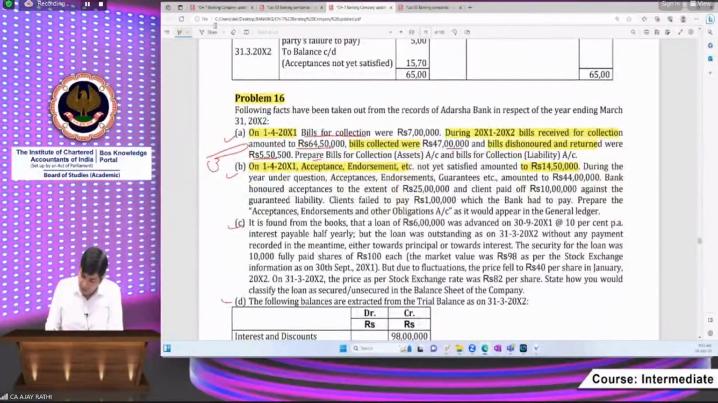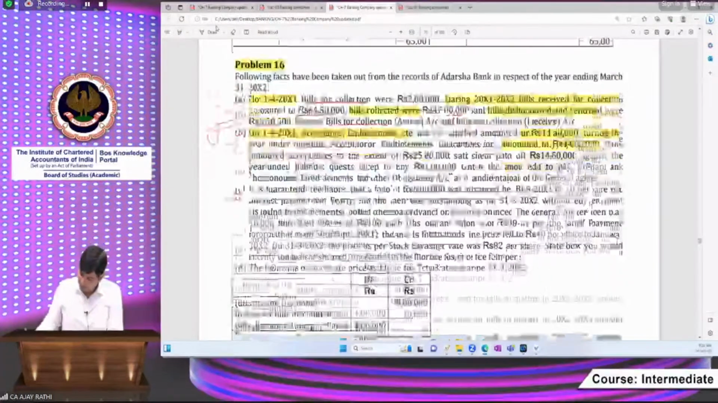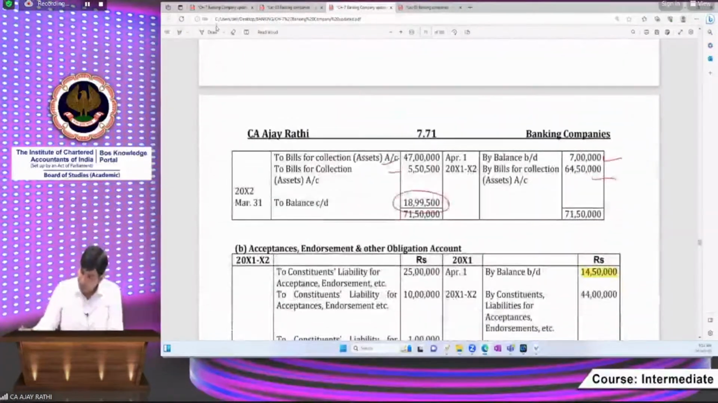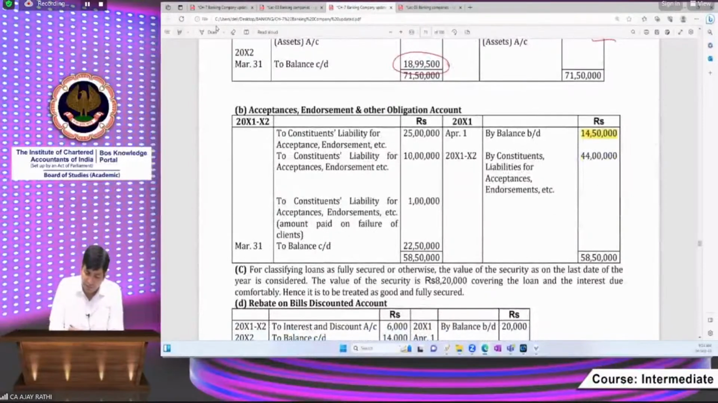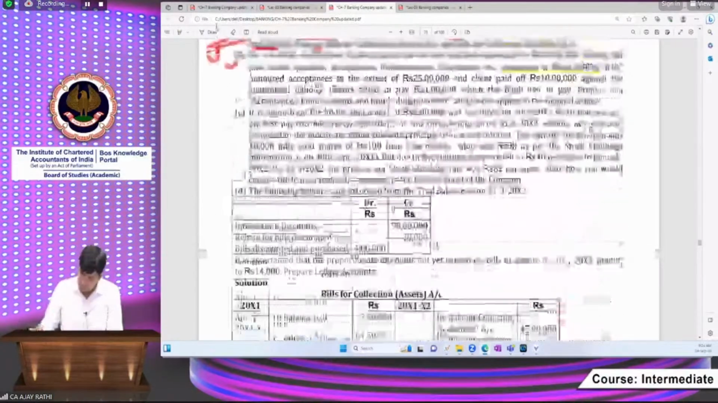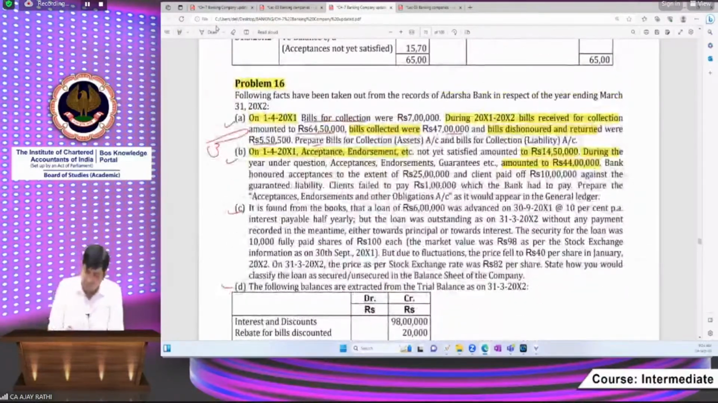During the year, new acceptance given. It means obligation increased. Yes. New contingent liability increased for bank. So 44 lakh increased. Yes. Now see, bank honored acceptance of rupees 25 lakh and client paid off 10 lakh.